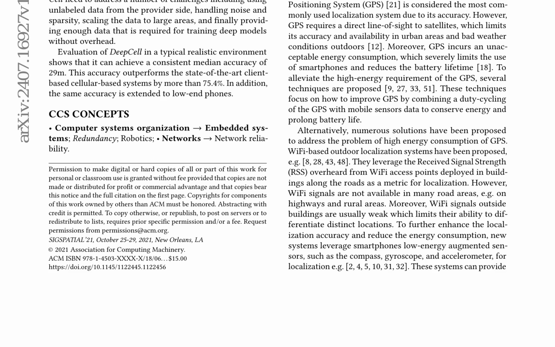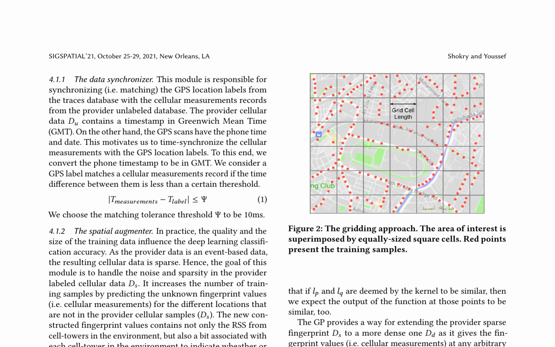The provider's cellular data contains records of phone events, including cell tower changes, with each record consisting of event type, timestamp, phone ID, active cell towers, and neighboring cell towers information. The system's modules, including the offline spatial augmenter, grid generator, model trainer, data collector, and online data synchronizer, work together to collect GPS traces, synchronize cellular measurements, handle noise and sparsity, and train the deep neural network model.